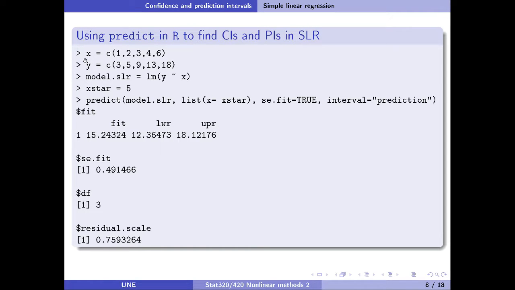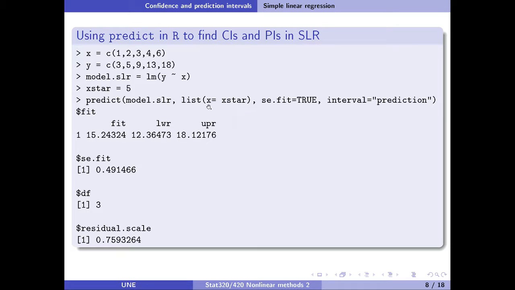So in this example, I've just created some simple xy data. X equals 1, 2, 3, 4, 6. Y equals 3, 5, 9, 13, 18. So I made y about 3 times x. And my simple regression model, LM y tilde x. I want to make a new prediction at x star equals 5. So I'm going to say predict. Here's my model output. It's type LM, so predict will look for the subfunction predict.lm.